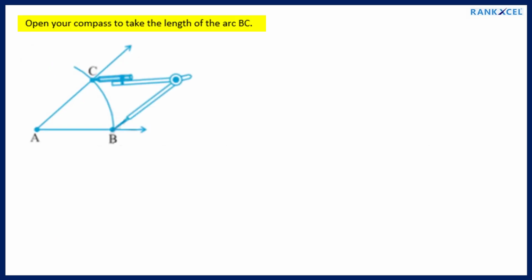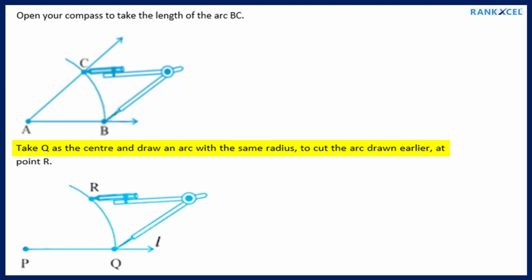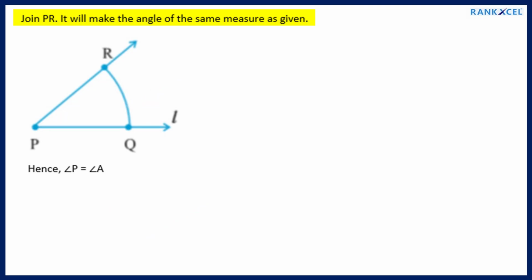Open your compass to take the length of the arc BC. Take Q as the center and draw an arc with the same radius to cut the arc drawn earlier at point R. Join PR. It will make an angle of the same measure as given. Hence, angle P equals angle A.